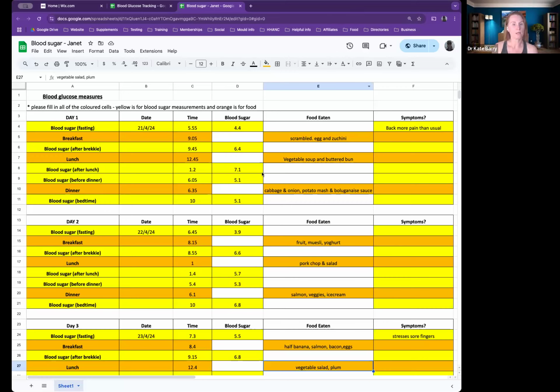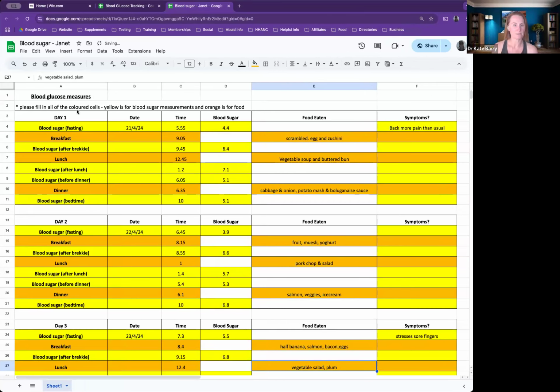So what I'm going to do first is to bring up an example from a previous client, and then I'll show you what I do with each client to find patterns and to tweak. Okay, so let me just share my screen. Okay, so this is a previous client's spreadsheet. So you can see there are 3 days' worth, the dates, the times, the blood sugar measurements, the food eaten, and a symptoms column.